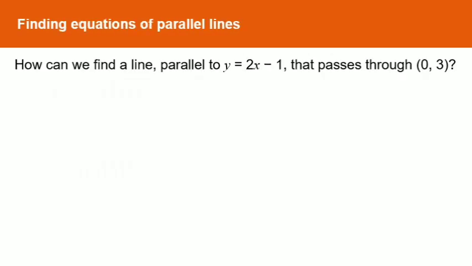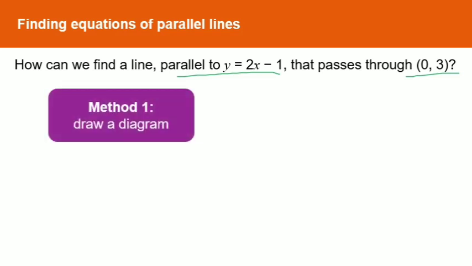How do we find a line that is parallel to y equals 2x minus 1 and passes through (0, 3)? There are two methods to solve this. The first one is by drawing a diagram, and the second one is by using the general line equation, which is y equals mx plus c. Now we are going to solve it with the first method, drawing a diagram.